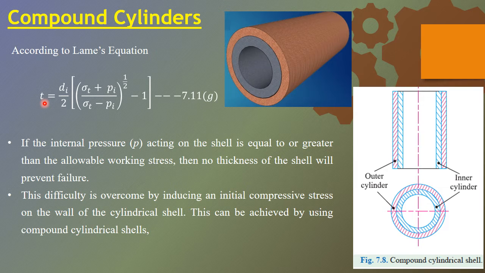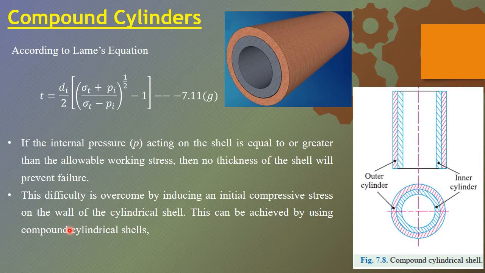These types of difficulties can be overcome by inducing some initial compressive stress on the wall of the cylindrical shell. Basically, it is nothing but pre-stressing the cylinder, similar to how we give preloading to bearings. Similarly, in cylinders we will be giving pre-stress before the actual operation. And how do we provide such pre-stress, that is, induce certain compressive stresses on the wall of the cylinder?